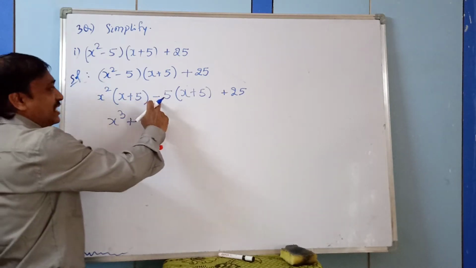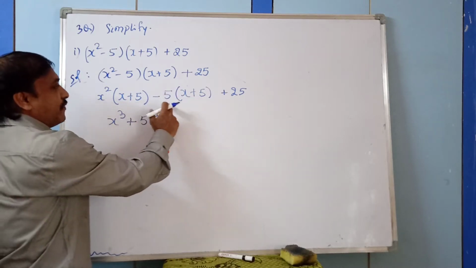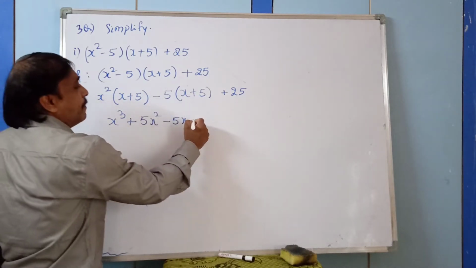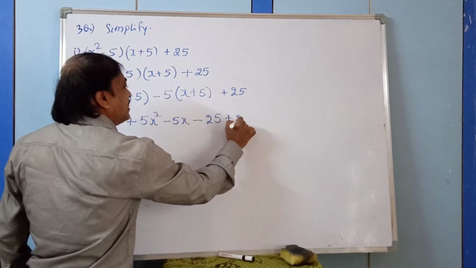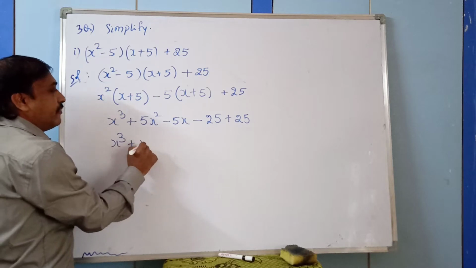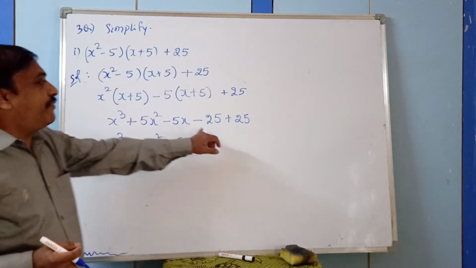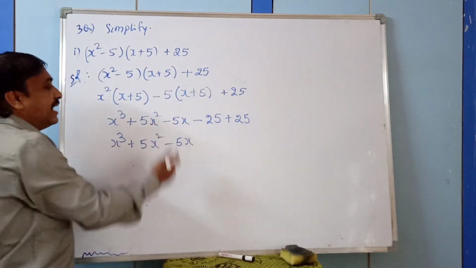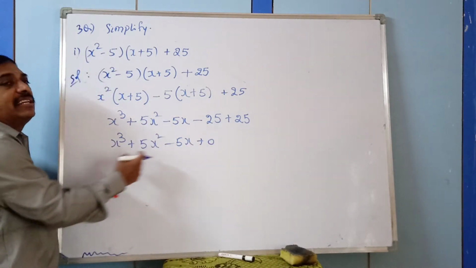Then minus 5 into plus x. Before x, what sign do we have here? There is a plus. Minus 5 into x, minus 5x. Minus into plus, minus; 5 fives are 25, then plus 25. So x³ plus 5x² minus 5x minus 25 and plus 25. What answer do you get? Minus 25 plus 25 is nothing but 0. If you add 0 to any term, the result will be the same.